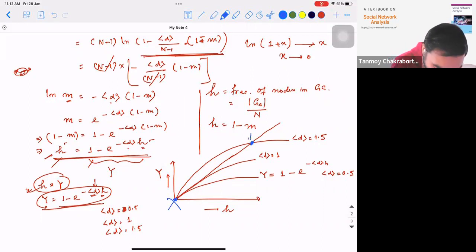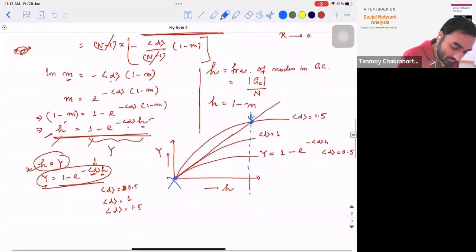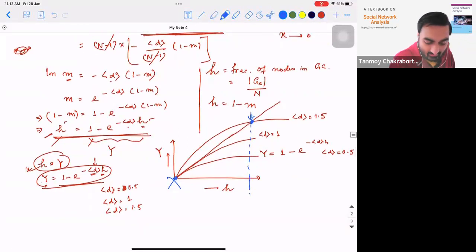So how do we know the value of h where this kind of thing is satisfied? Now here I'm just drawing, but mathematically, how do we know? It means that you have two curves, right? And two curves intersect at a certain point. How do we know this point?